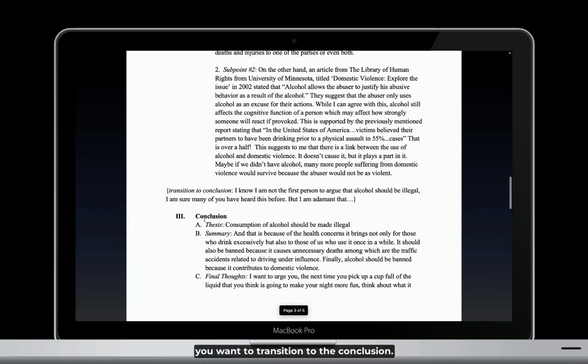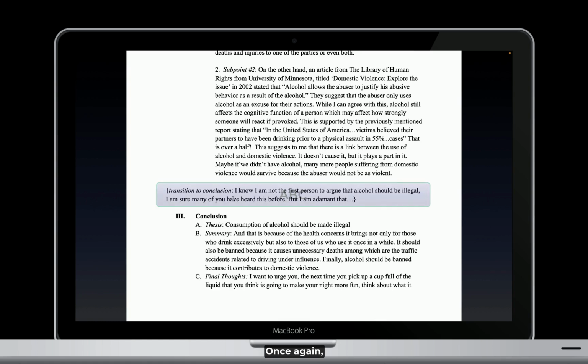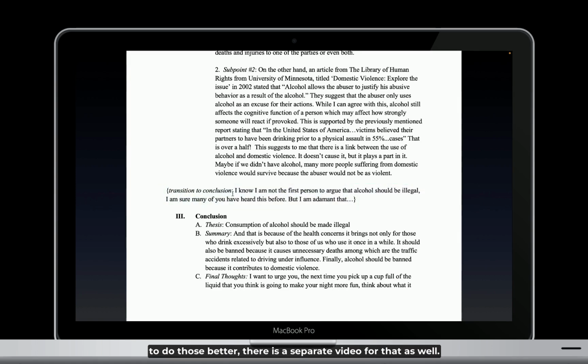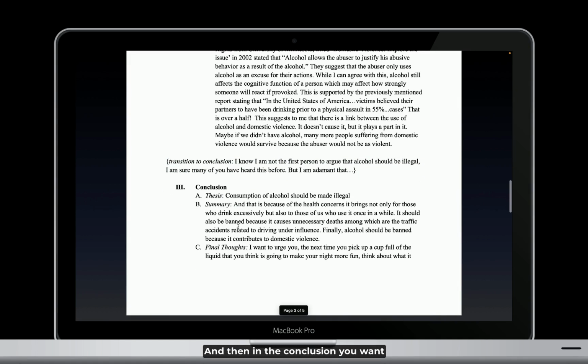At the very end, you want to transition to the conclusion. Once again, transitions are really important, and if you want to know how to do those better, there is a separate video for that as well. And then in the conclusion, you want to, once again, restate your thesis. You want to summarize what you just talked about, and then you want to offer some final thoughts about the topic.